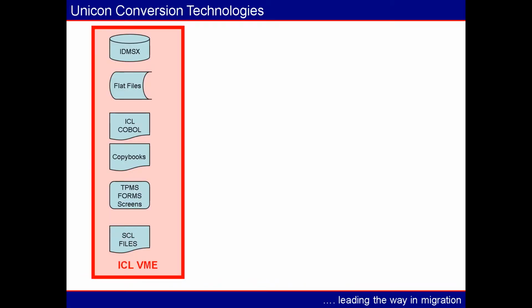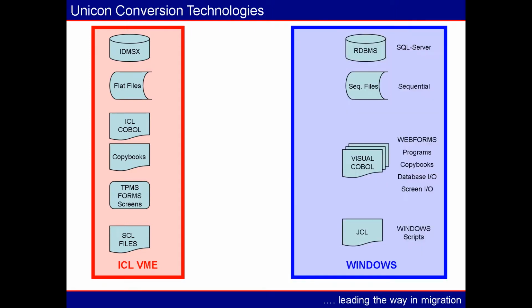In this example, the customer's current components are an IDMSX database, COBOL programs, ICL forms screens running under TPMS, and SCL files to perform the batch jobs. The new Windows platform is to use SQL Server tables, ASPX web form screens serviced by an IIS web server, Visual COBOL programs, and .bat scripts to run the batch jobs.